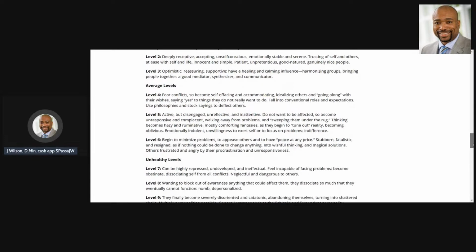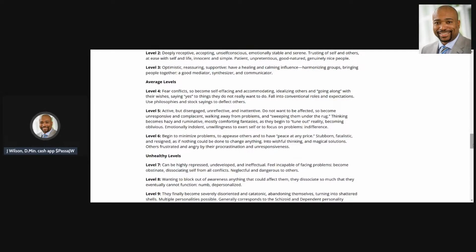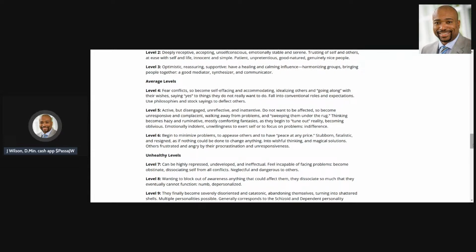At average level, they fear conflict. So becoming self-effacing and accommodating, idealizing others, and going along with their wishes, saying yes to things they do not really want to do. Active but disengaged, unreflective and inattentive, and begin to minimize problems to appease others and to have peace at any price.